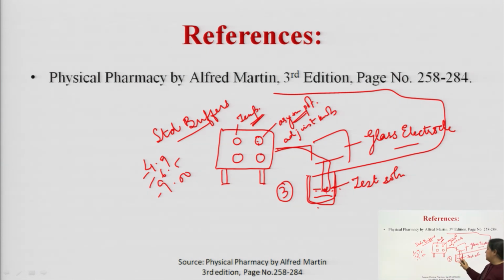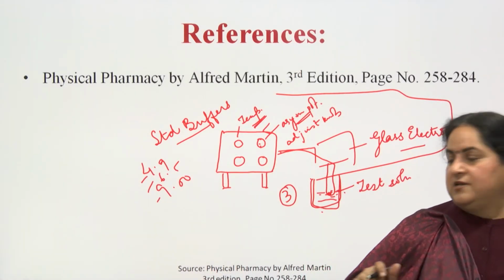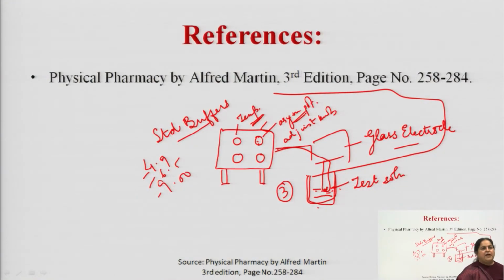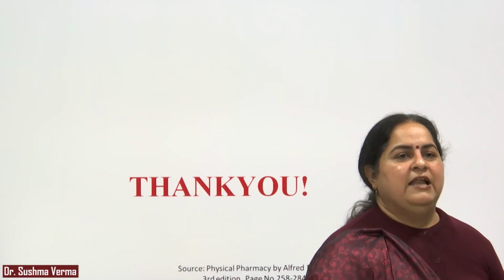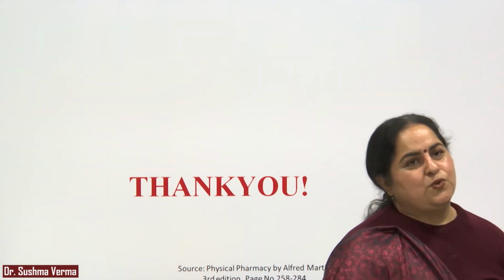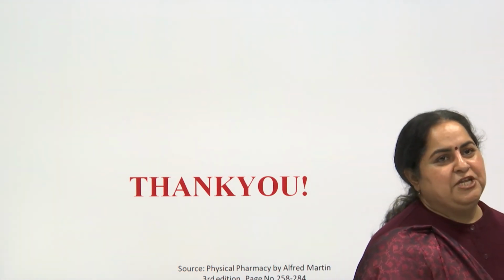You can put the solution here. So, it will change the hydrogen ion concentration at the glass electrode, right, and if this concentration changes, this will be detected in the pH of the cell. This can be calculated using the equations that we have discussed previously, right, and the reference remains the same, Physical Pharmacy by Alfred Martin, and this was all about the potentiometric determination of pH.